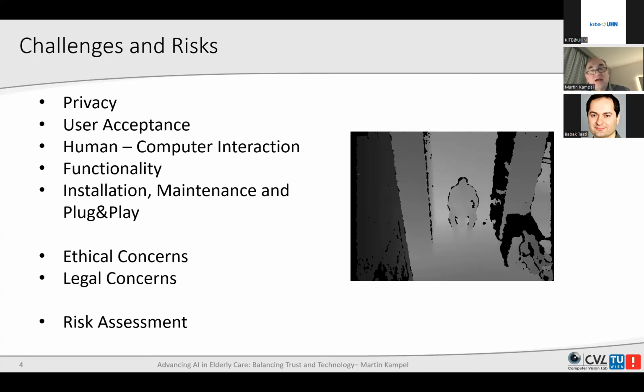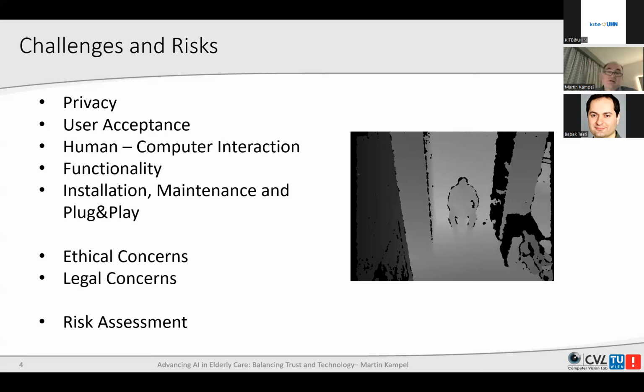Installation, maintenance, plug and play. Of course, these technologies, if really applied to care facilities, have to be easily installed and shouldn't need any maintenance. So who is actually maintaining these systems? It might be the caregivers, the staff who work there. They already have a lot of work to do, but they at least should know if the system is running or not. So these things matter a lot.